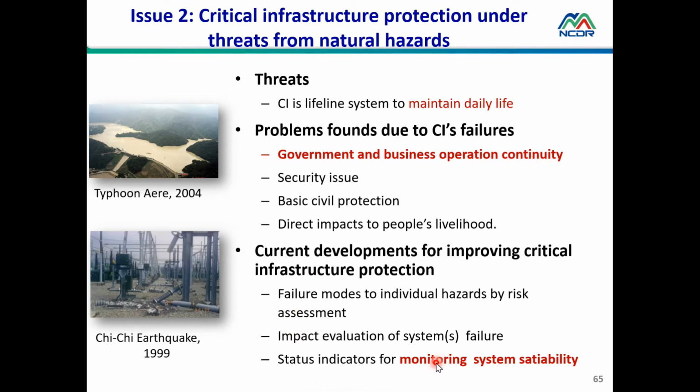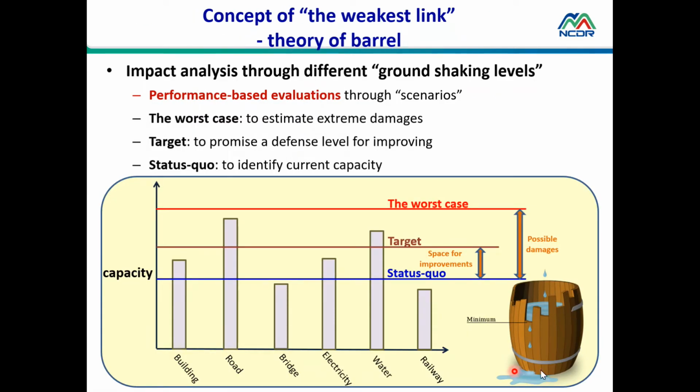So we must have the ability to monitor system stability. I will use this one if we talk about resilience for business operation. We try to identify the weakest link in the whole supply chain. First, we must have an estimation of the different ground shaking if we talk about resilience for earthquakes. So we must conduct a performance-based evaluation through scenarios.